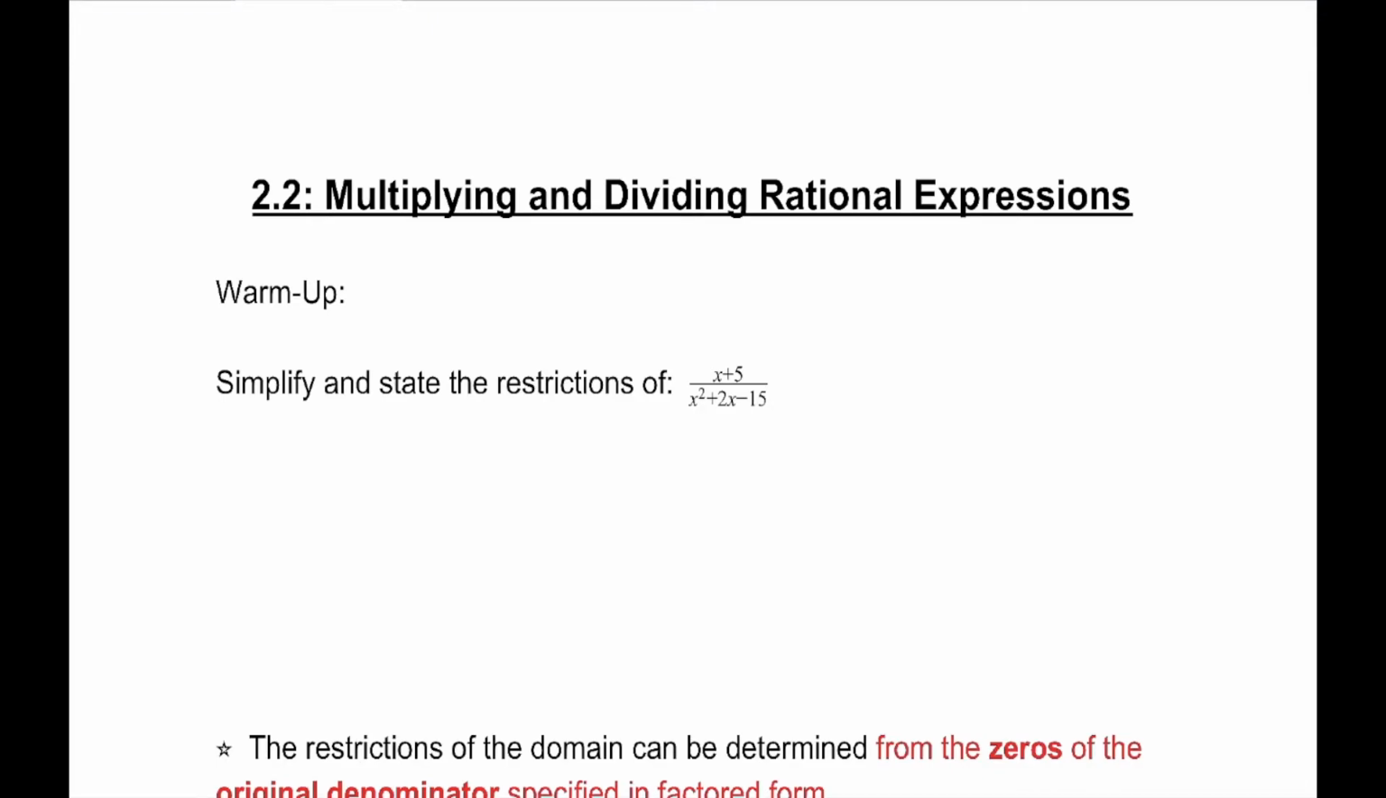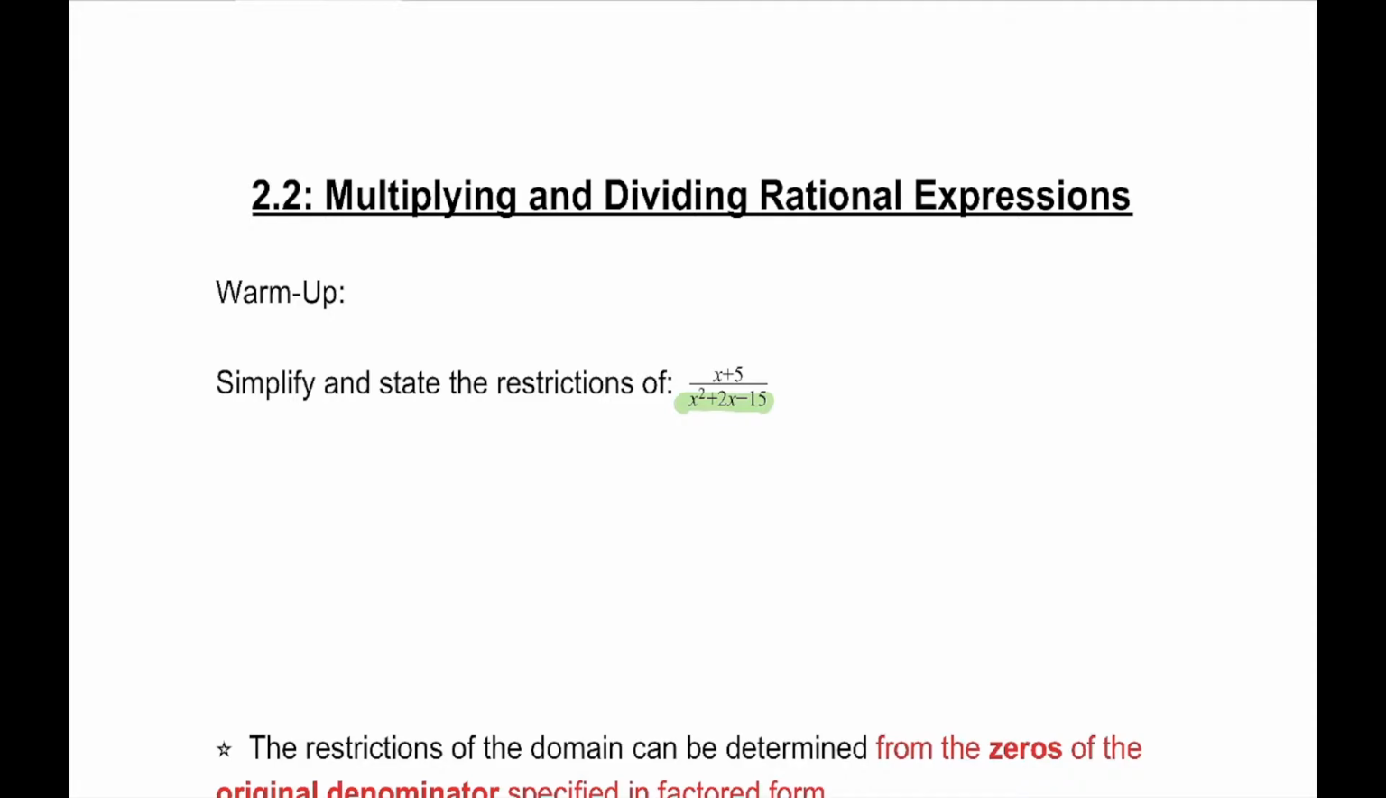This video is on multiplying and dividing rational expressions. So as a warm-up, we're going to simplify a rational expression, which is something that we did in 2.1, and then state the restrictions on this. In order to simplify this expression, we have to factor the bottom. We're going to have to factor lots in this unit in order to multiply, divide, and later on when we add and subtract as well.